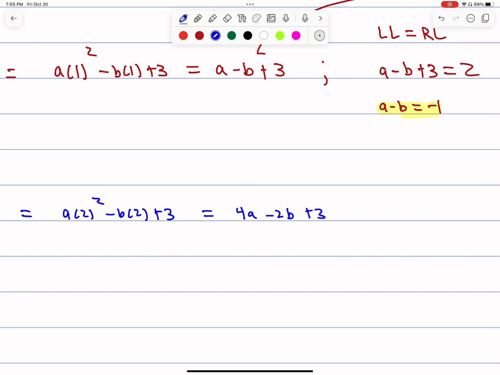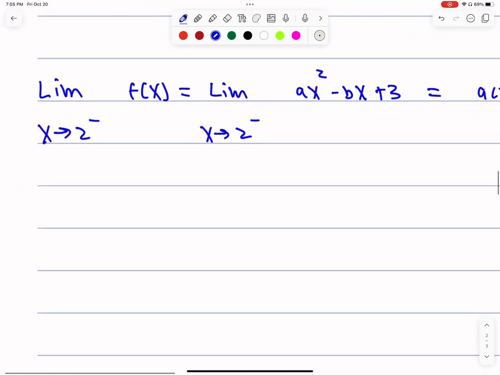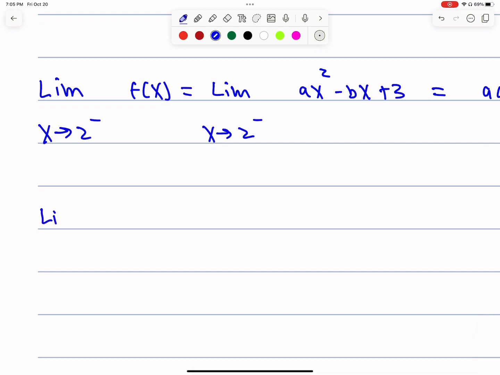And once again, this is another important equation that you need to remember. So, keep track of those as I'm doing here. I'm highlighting them, and you'll see why later. So now that we have the left-hand limit, we need to get the right-hand limit.